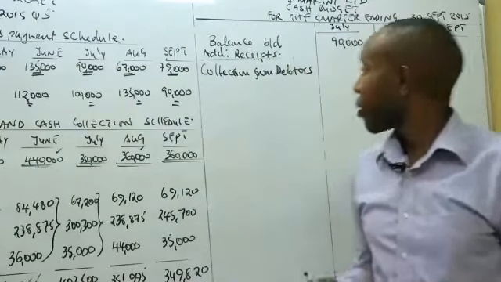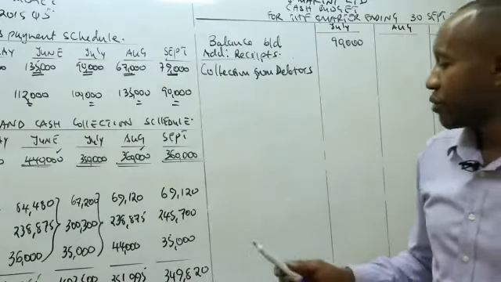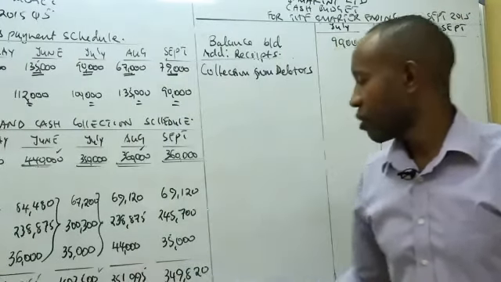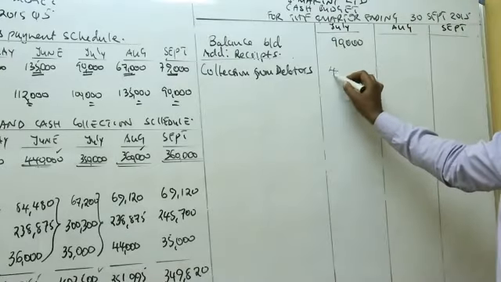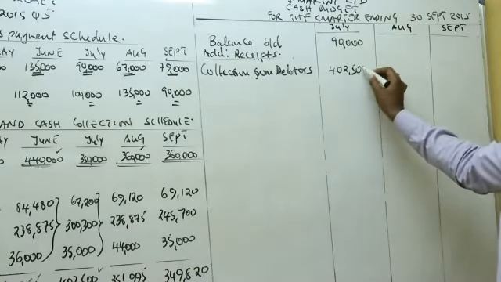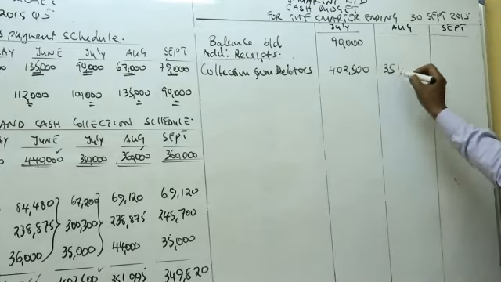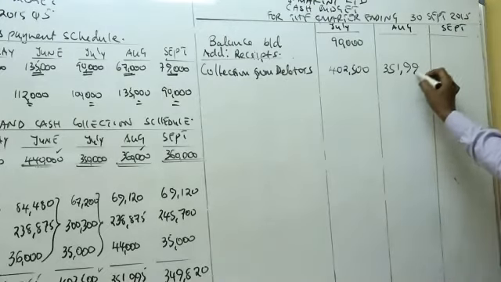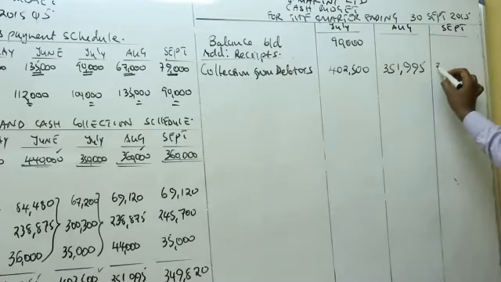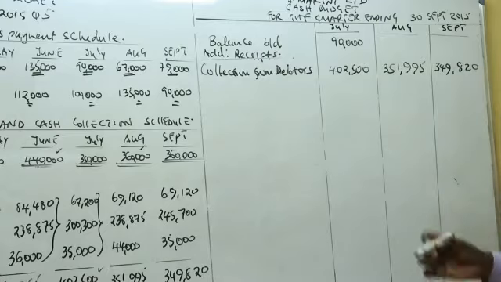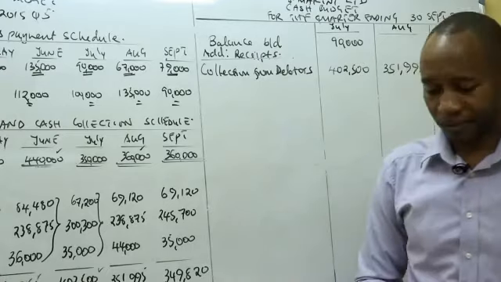So give me the collection from debtors in the month of July. This one, 402,500. Next one is 351,995. And lastly is 349,820.